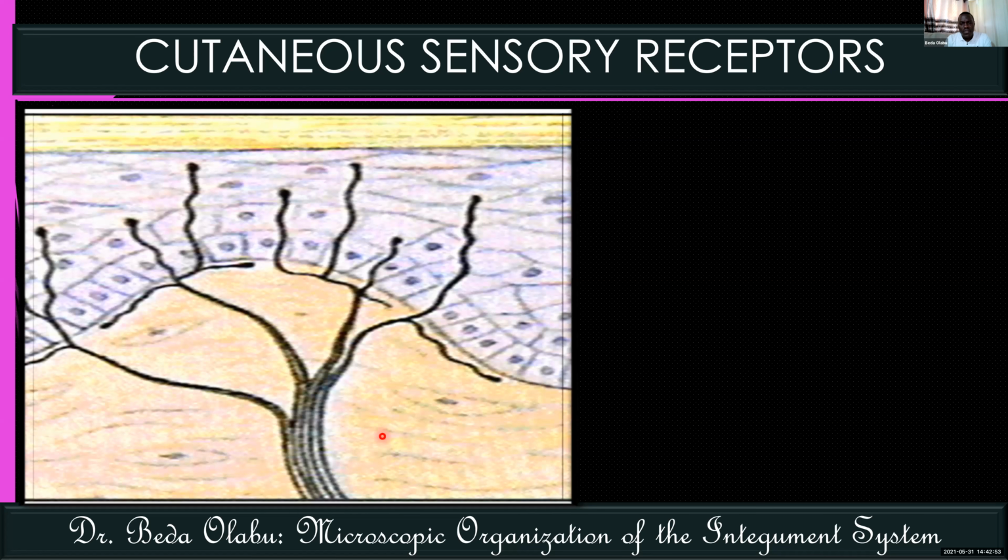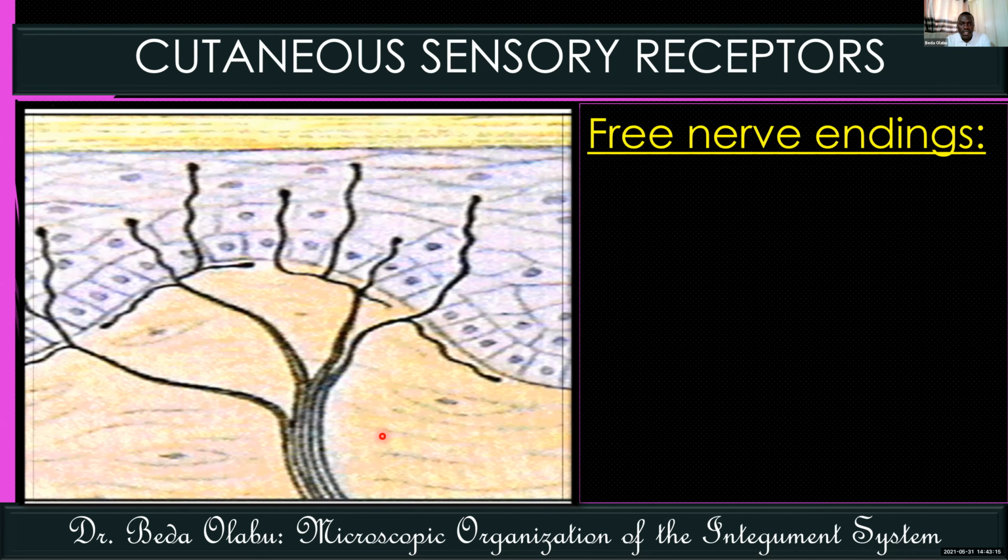We are going to talk about the glands which are found in the dermis, but let's first talk about the cutaneous sensory receptors which are found in the dermis. We have looked at cutaneous receptors before, but for completeness' sake, let's mention three of them which I want to emphasize. One of the cutaneous receptors on the skin are the free nerve endings.